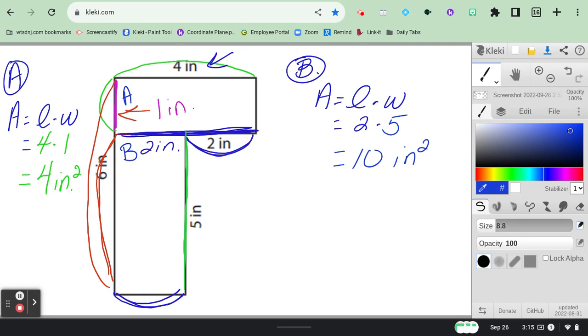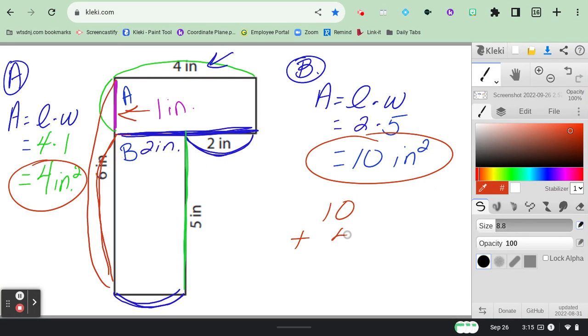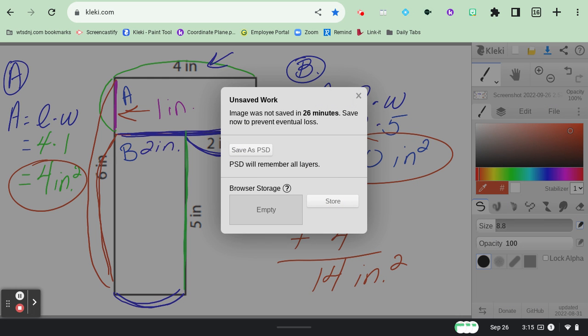Now I'm not done yet because I need to add up the area of rectangle A, add up the area of rectangle B, and get my total area of my composite figure. So this one is 14 square inches. Okay?